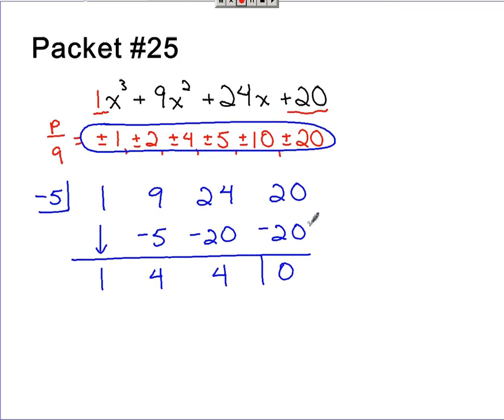Since we're asked to factor this, I could go ahead as I find roots and start listing some factors. Since -5 is a root, x plus 5 is a factor. I know I've taken x plus 5, I've divided that in to get this remaining quadratic of x squared plus 4x plus 4.